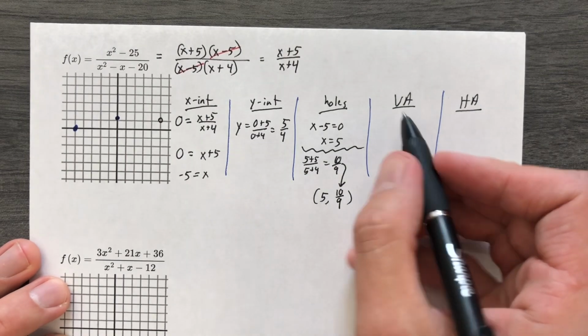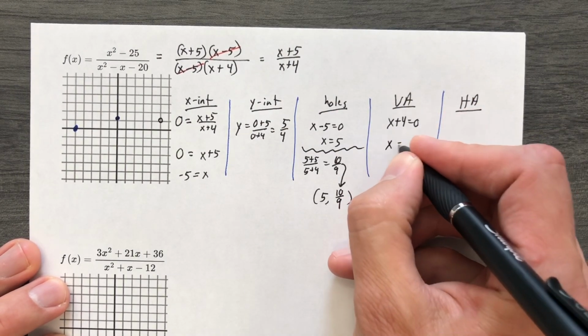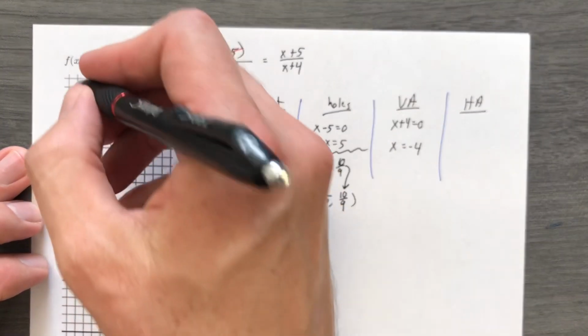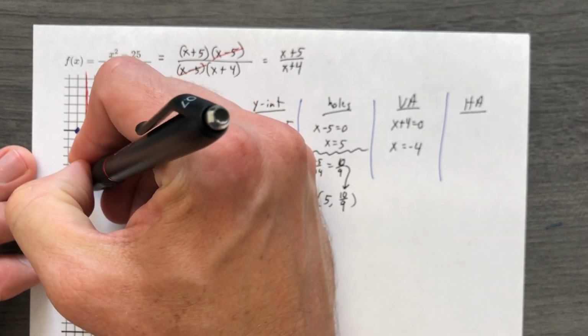Okay, vertical asymptote is where your denominator equals 0. X equals -4. Let's draw that one in red. You shall not cross this line.